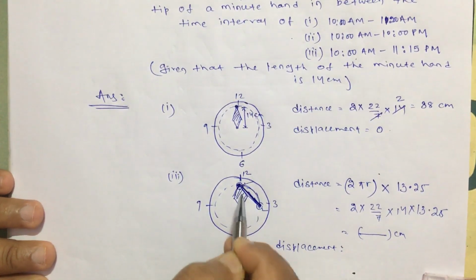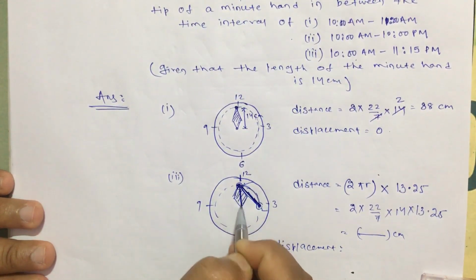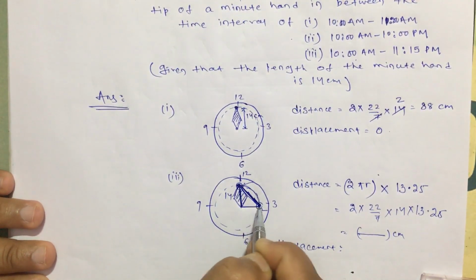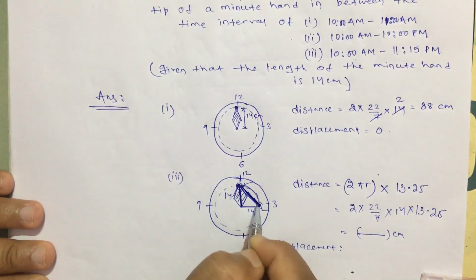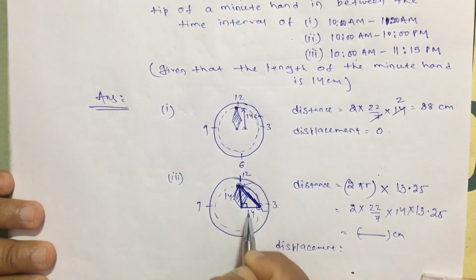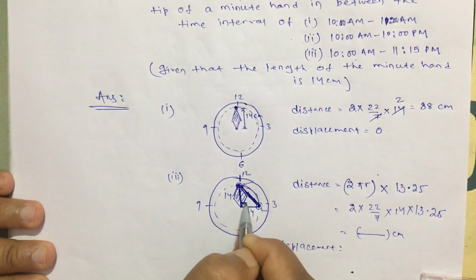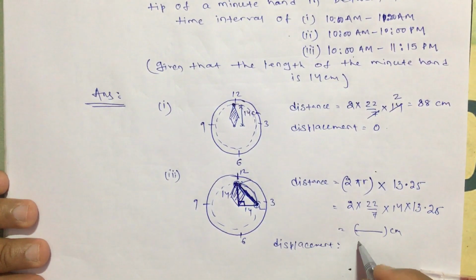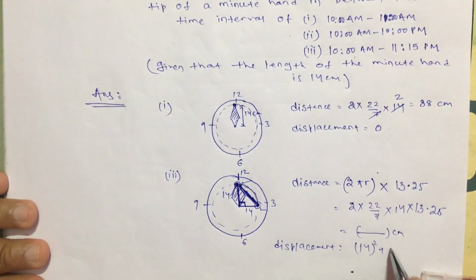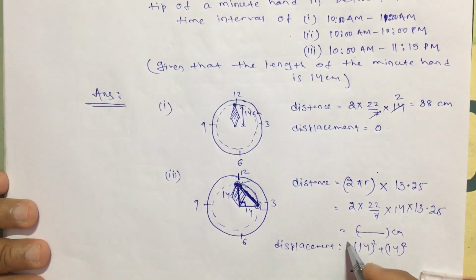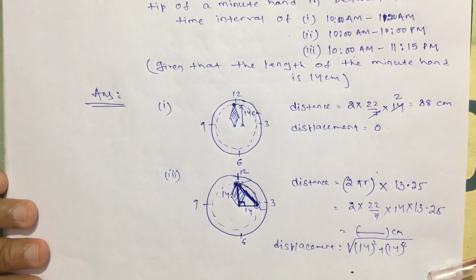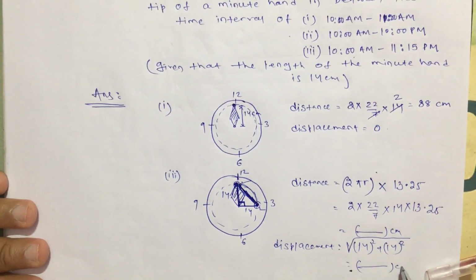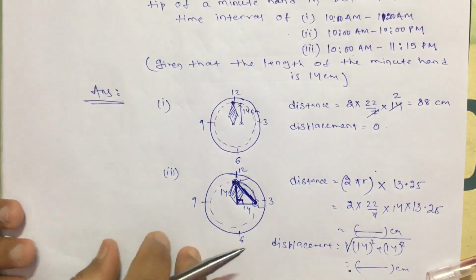And how do we find this displacement? From here to here it is 14, and again from here to here it is going to be 14. This angle is going to be 90 degrees, because the total was 360. So you only have to find the square root of 14 square plus 14 square.